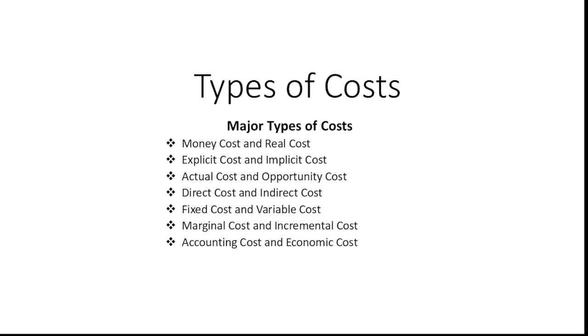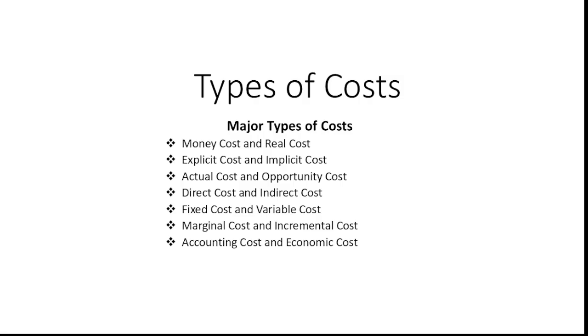Now, what are accounting cost and economic cost? Accounting cost refers to the actual expenses paid by the business in terms of money, that is, wages paid to the employees, rent paid for the building, cost of raw materials, electricity bill. Economic cost is the total cost of a decision, including both explicit cost and implicit cost.